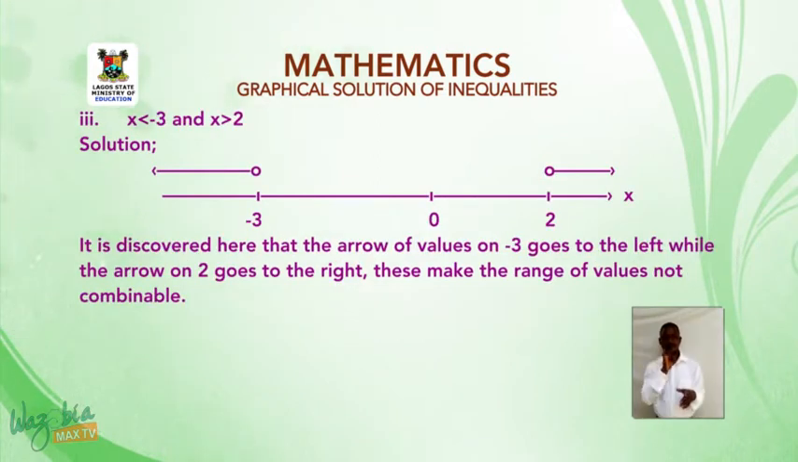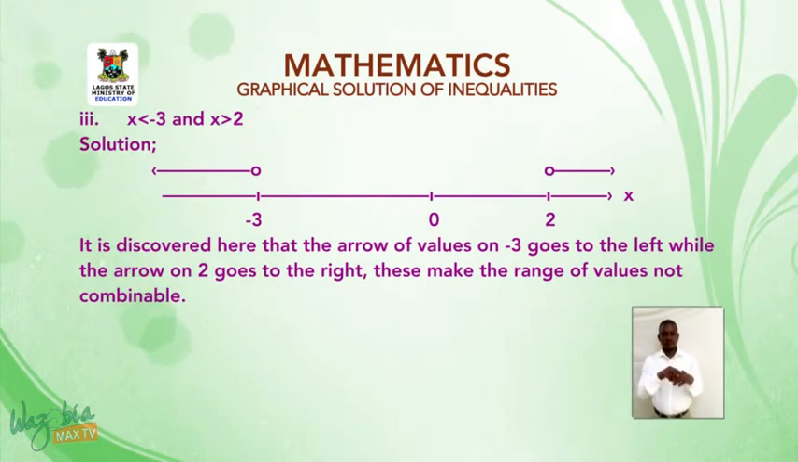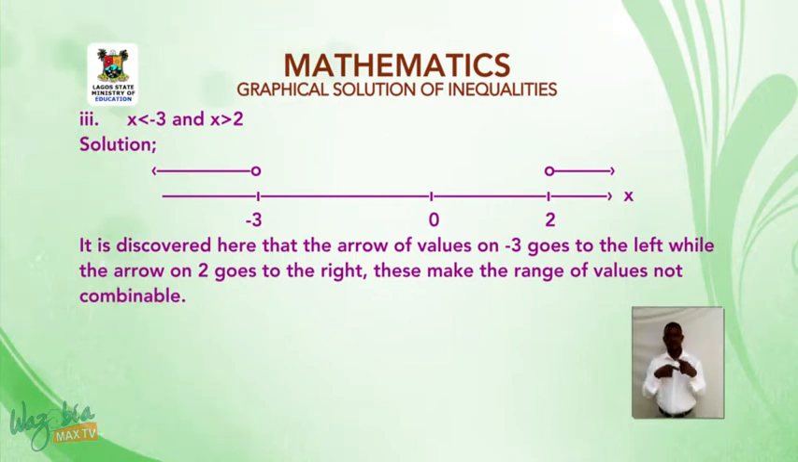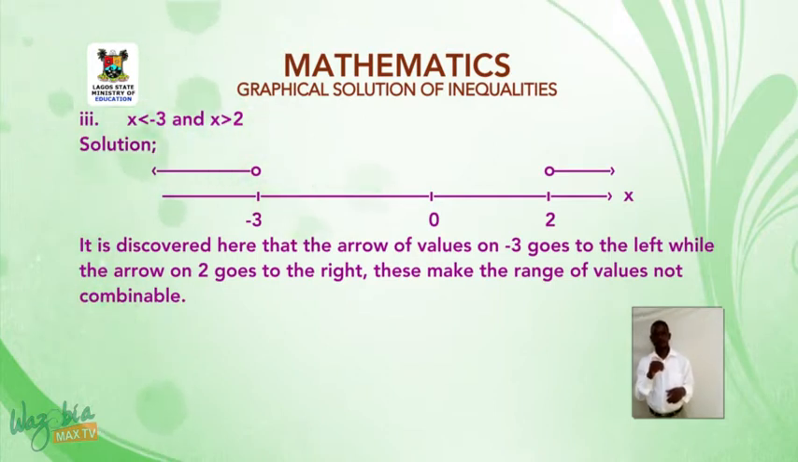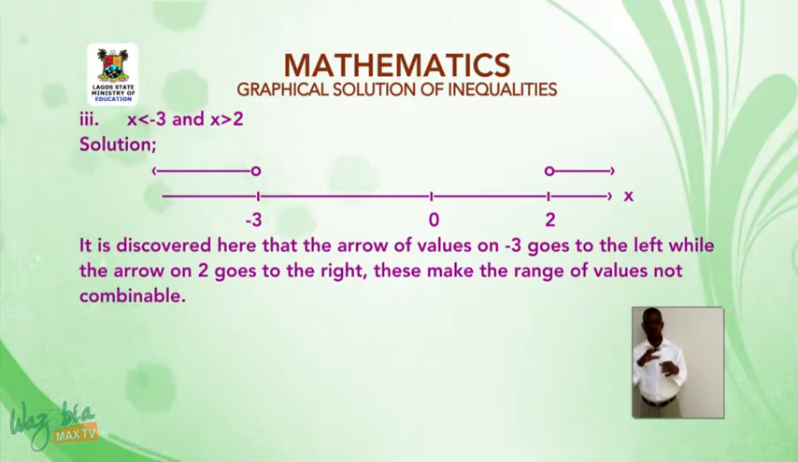The third one, Roman figure 3, x less than minus 3 and x greater than 2. The number line graph is drawn. It is discovered here that the arrow of values on minus 3 goes to the left, while the arrow of values of x on 2 goes to the right. This makes the range of values not combinable.